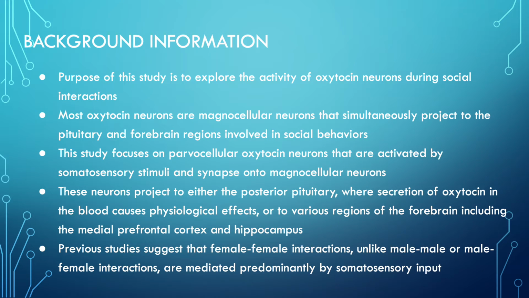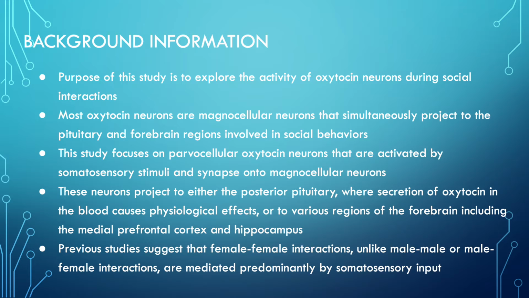Background information. The purpose of this study is to explore the activity of oxytocin neurons during social interactions. Most oxytocin neurons are magnocellular neurons that simultaneously project to the pituitary and forebrain regions involved in social behaviors.